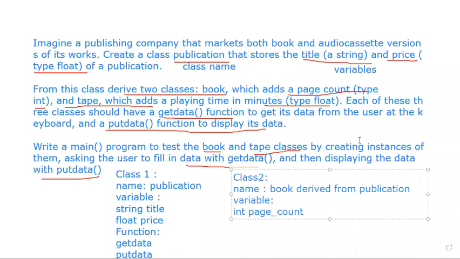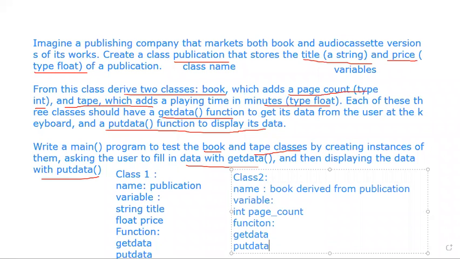Sir, we can't hear you, sir. So we are adding, as it adds a page count, type integer. So integer page count, and then functions. What functions does it have? Again, each of these three classes will have a get data function. So again we'll have get data and put data. Now this is the first two, and then we have to have the third class.